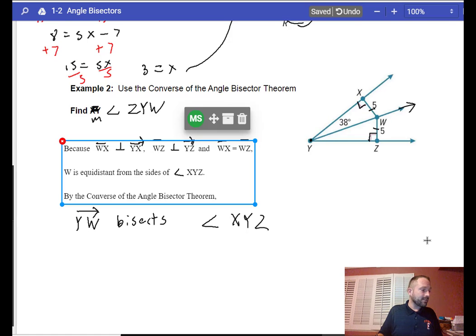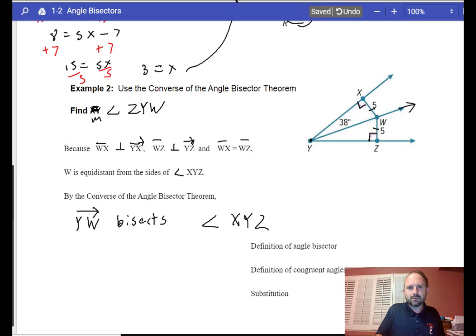What is ZYW? Well, then, we understand the definition of the angle bisector. Let's type it out. All right, here we go. The definition of the angle bisector would say, hey, look, this angle ZYW is going to be congruent, not equal, meaning it has the same measurement, to the angle of XYW.